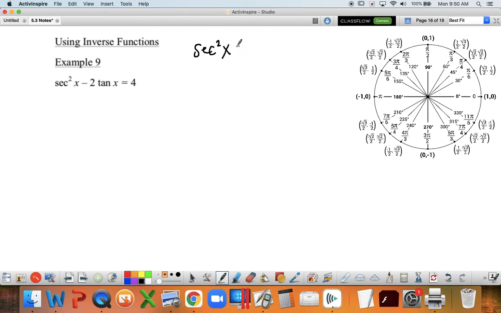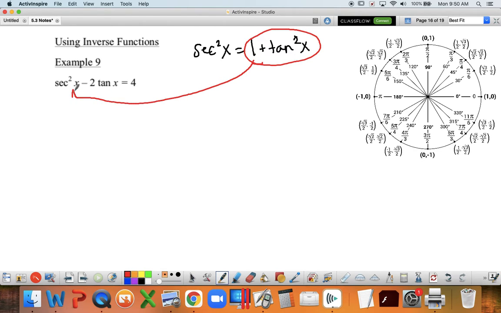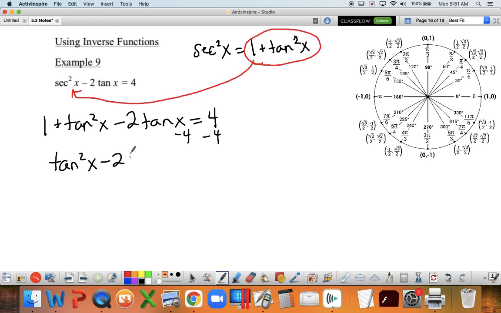Secant squared x is equal to 1 plus tangent squared x. That's one of our Pythagorean identities. So I am going to take this value here and plug it in for secant squared. So I get 1 plus tan squared x minus 2 tan x is equal to 4. I'm going to want to move the 4 over, so I'm going to subtract 4 from both sides. I'm going to combine my like terms. So I get tangent squared x minus 2 tangent x minus 3 equals 0.